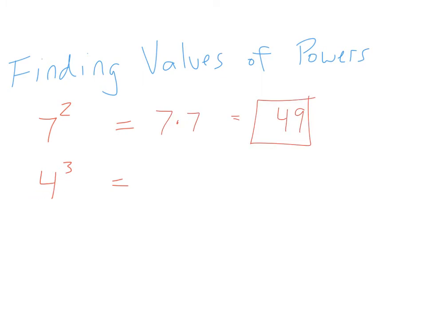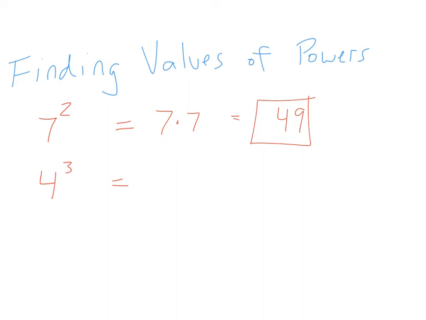How about 4 cubed or 4 to the 3rd power? So 3 is another unique one. We could say cubed. Why is that? Because to find the volume of a cube, you have length times width times height, but you don't need to worry about that terribly much right now. Just know that the 3 can be said to be cubed, okay?